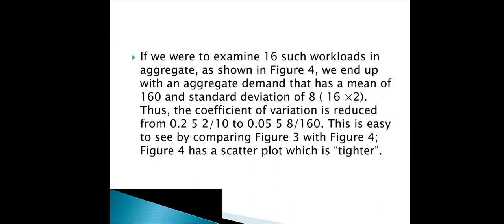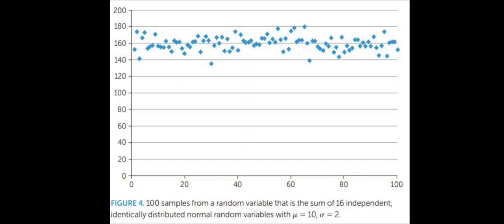If we were to examine 16 such workloads in aggregate, as shown in the figure, we end up with an aggregated demand that has a mean of 160 and a standard deviation of 8, that is, 4 times 2. Thus the coefficient of variation is reduced from 0.252 over 10 to 0.0558 over 160. This is easy to see by comparing figure 3 with figure 4, a scatter plot which is titled: 100 samples from a random variable that is the sum of 16 independent identically distributed normal random variables with mean 10 and sigma 2.